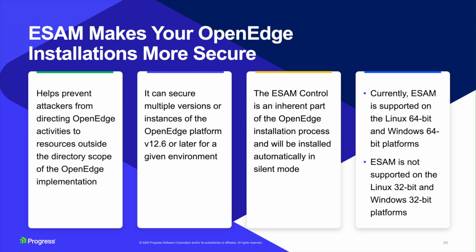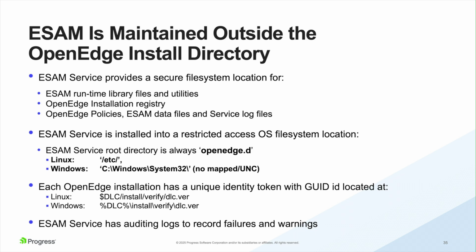ESAM is inherently part of the OpenEdge installation automation. So when you install OpenEdge, whether it's on Linux or Windows or whatever, it automatically is going to either check for a pre-existing ESAM install, or it's going to install ESAM. ESAM is not supported for 32-bit Windows. It's 64-bit only. ESAM, as I mentioned before, provides a secure location for all of your OpenEdge files and executables. ESAM itself is installed in an alternate secure location.